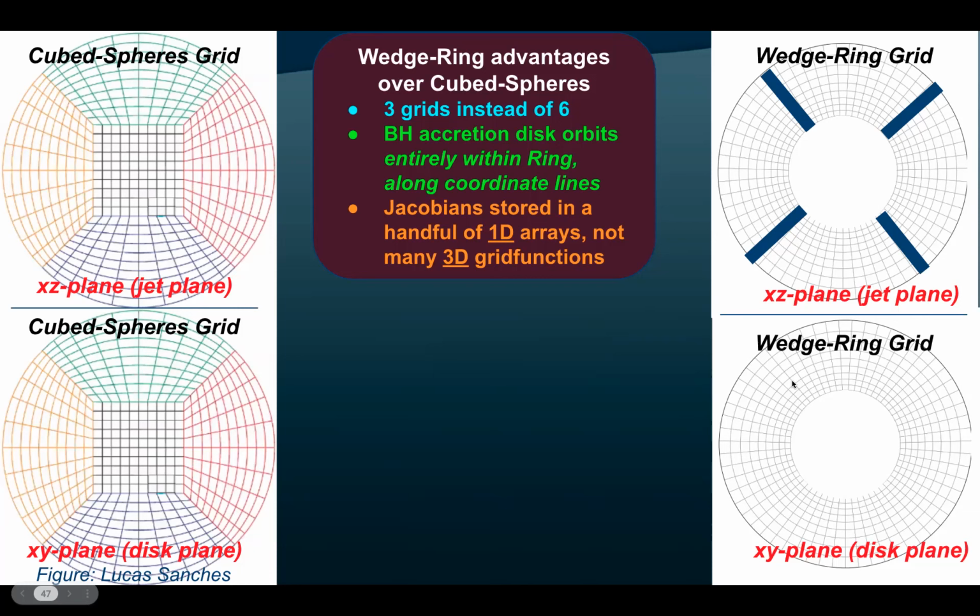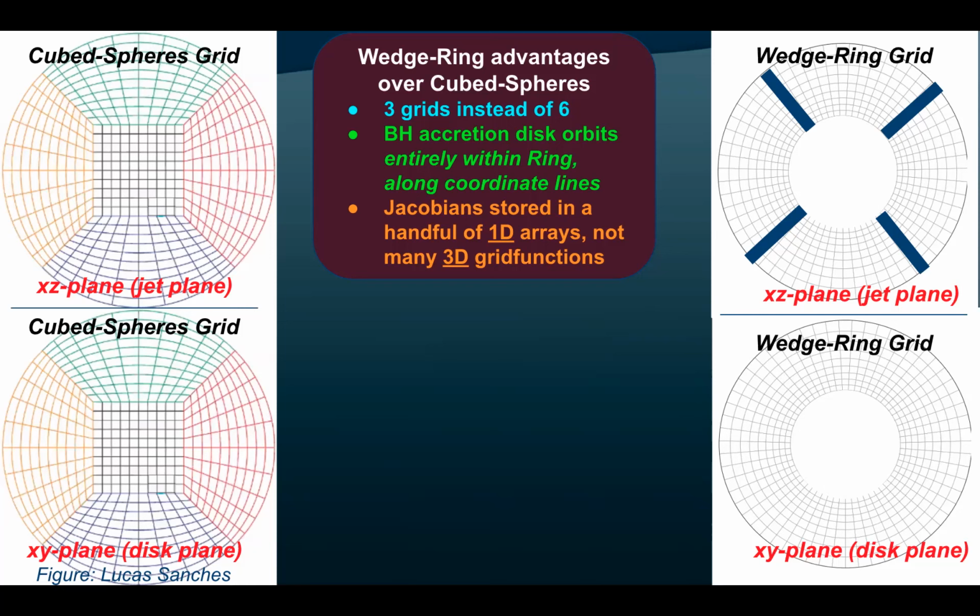You can imagine here, right? So looking at the XZ plane, this is sort of the jet plane, if you will. So the jet goes up along the up and down directions. And then the disk plane there, the XY plane, the lower right, you notice that any fluid element in that disk never A, crosses any grid boundary, and B, it actually follows along coordinate lines. This is just a spherical grid after all in the XY plane.